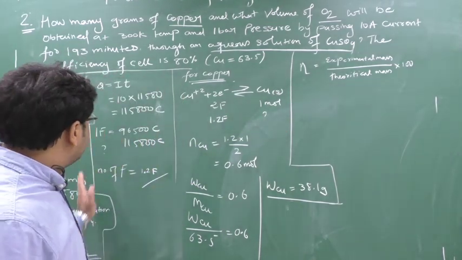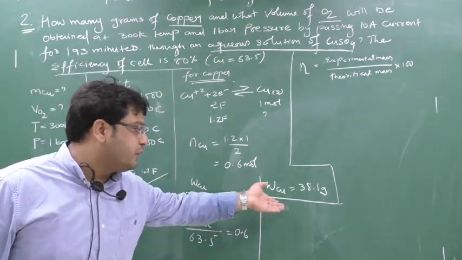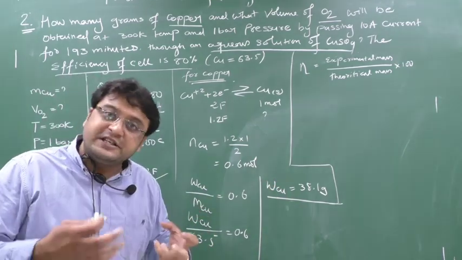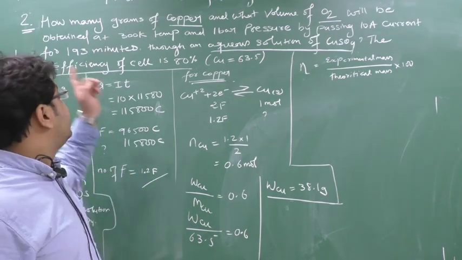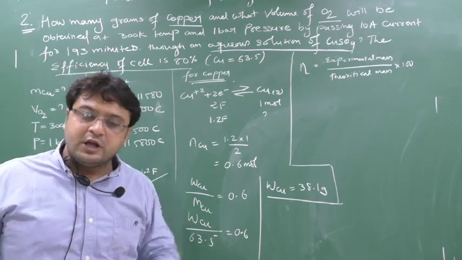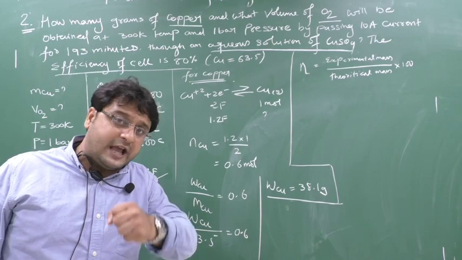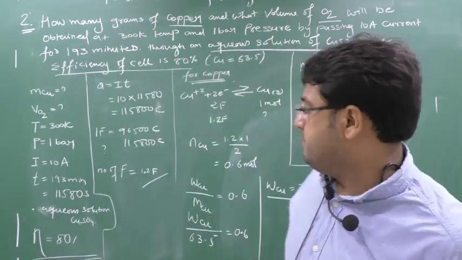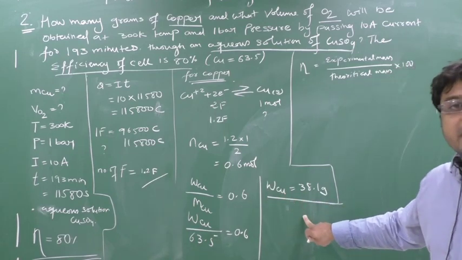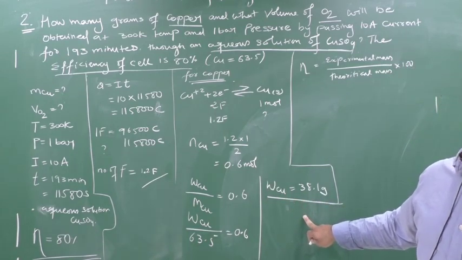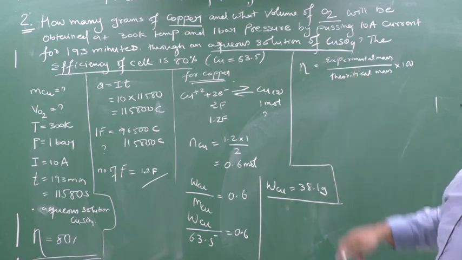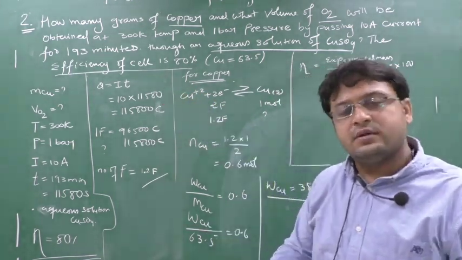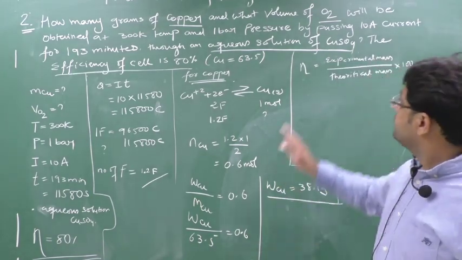The mass we have calculated for the copper using the formulas is the theoretical mass. But whenever efficiency is given in the question, whoever has set the question expects the answer for the experimental mass, not the theoretical mass. The mass we have calculated is the theoretical mass, but we have to determine the experimental mass when efficiency is given. If not given, let it be. But if efficiency is given, you have to use this formula.